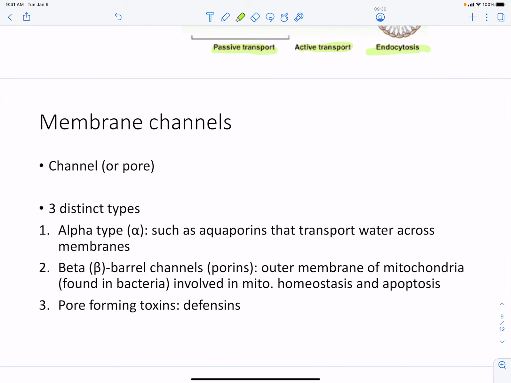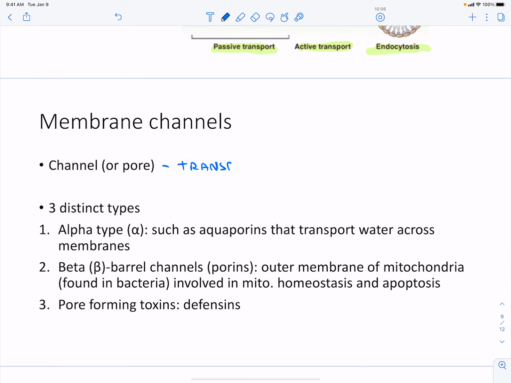Now we do have membrane channels. Membrane channels are going to be 3 different types. We have our alpha type, beta, and pore-forming channels. And a channel is basically a structure that translocates molecules. Some of the times those molecules can be charged or be ions, and they're going to transport them across a membrane through an aqueous channel in the protein.